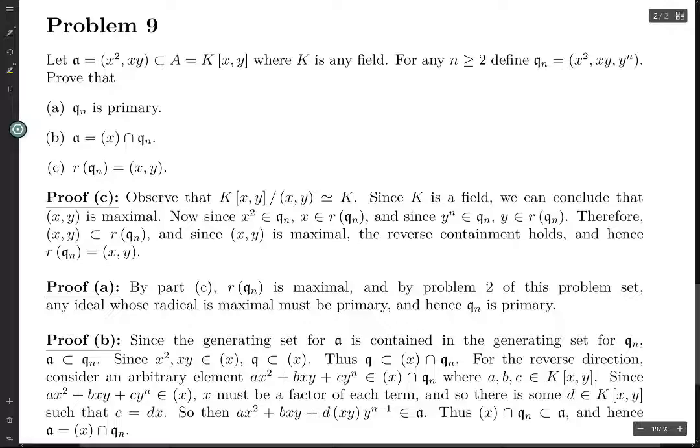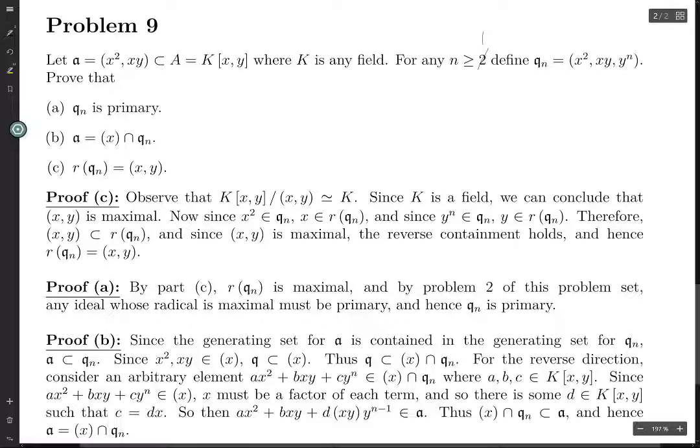I don't know why it was listed in this order if we're proving it in this order, but anyways, the element x squared is in Qn because Qn is... Oh, by the way, this is for n greater than or equal to 2; 1 works as well. Yeah, x squared is in Qn because that's one of the generators, so x is in the radical of Qn because there is a power of x which is in Qn, i.e. 2. And similarly, there is a power of y which is contained in Qn, and therefore y is in the radical of Qn.